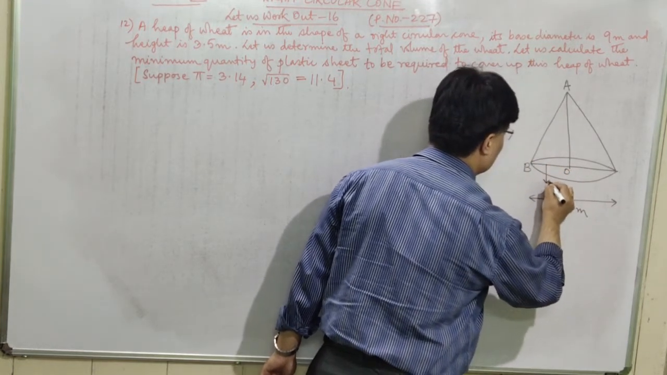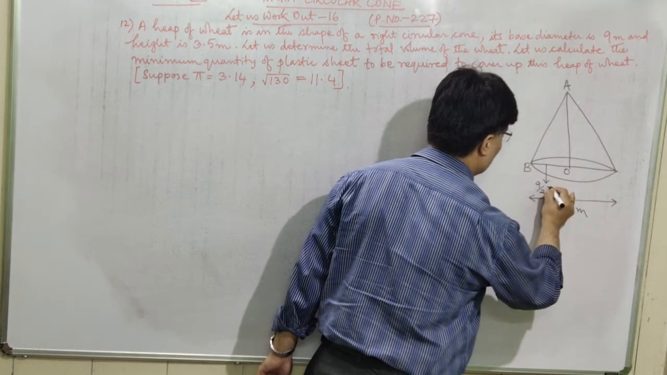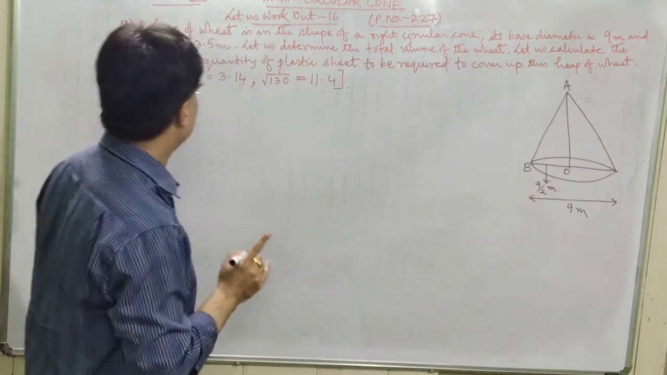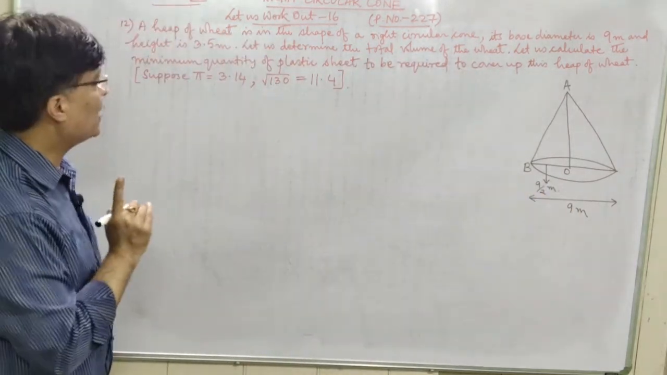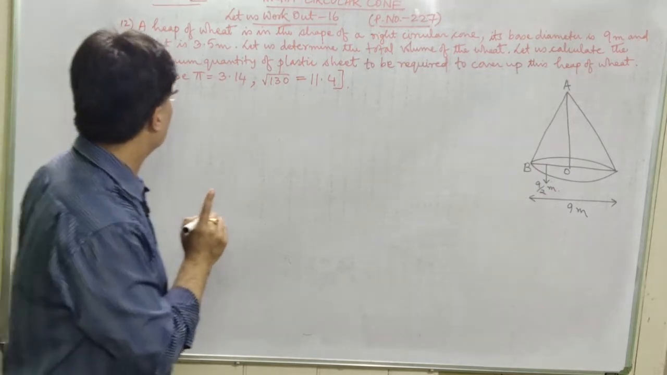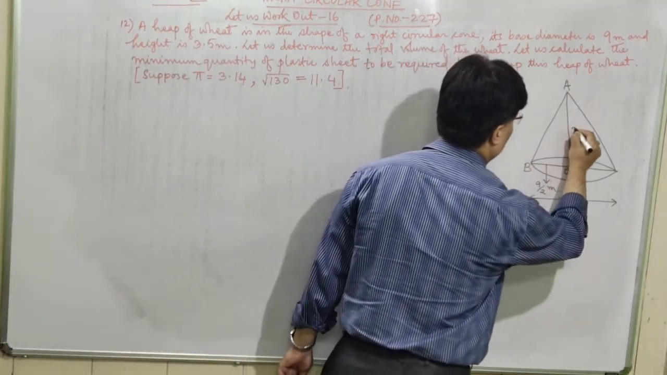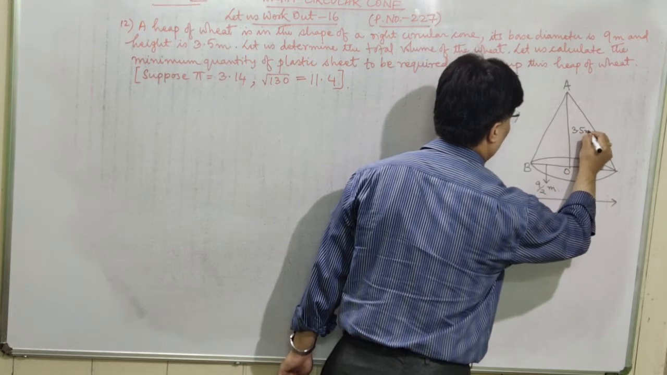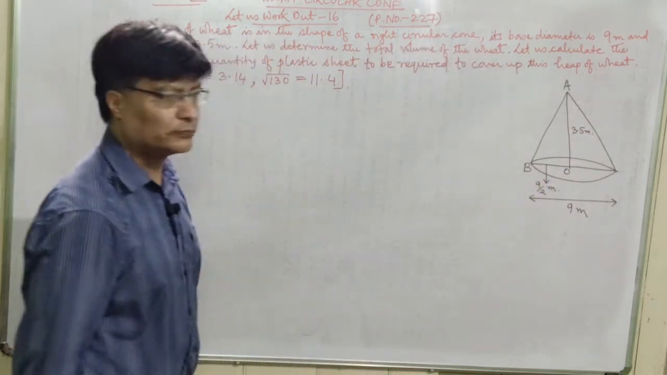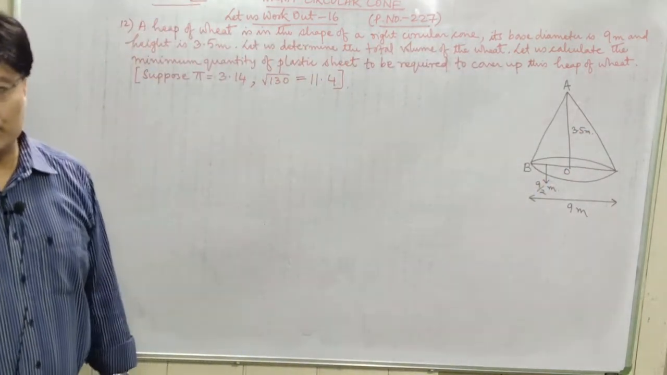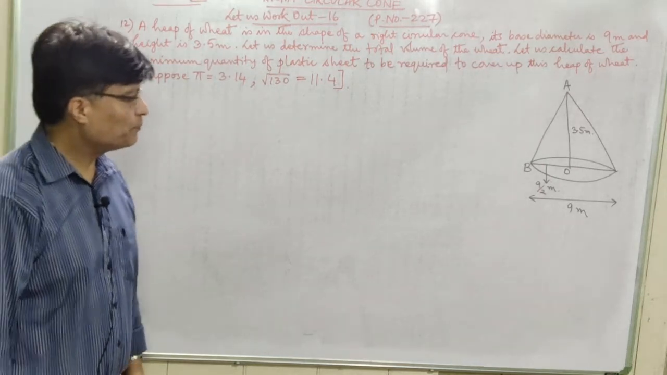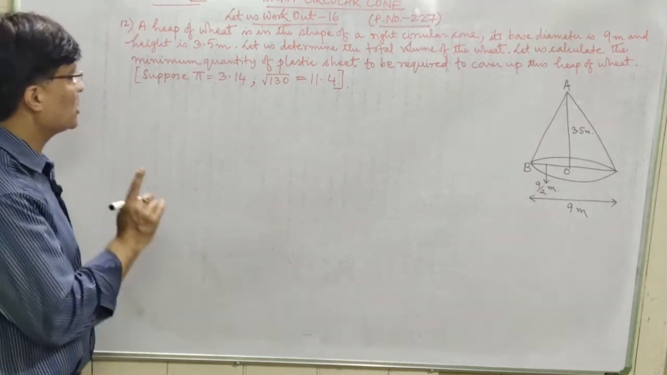So what is this radius? It is 9 by 2 meter. And what is the height of the right circular cone? It is 3.5 meter. This is given as 3.5 meter. So I think you have understood it. So now let us do the solution now here.